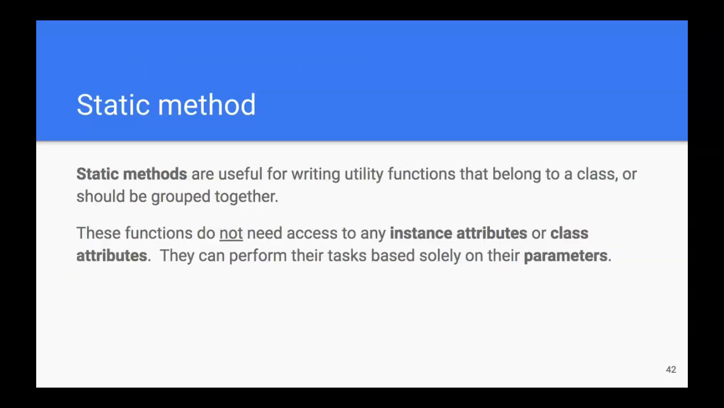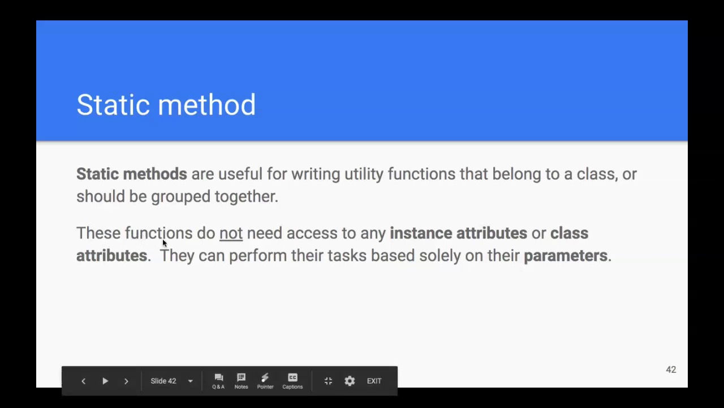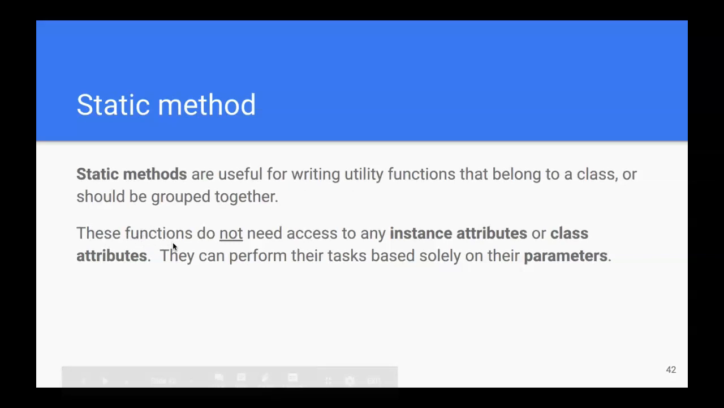Why do we want to use static methods? Even though, like I said, the example that I came up with was a little contrived, they are useful for writing what we call utility functions that belong to a particular class or should be grouped together. Okay, and so these static methods, well, they are functions, they're utility functions. So static methods should not need access to any instance attributes or class attributes, obviously, because they cannot anyway.